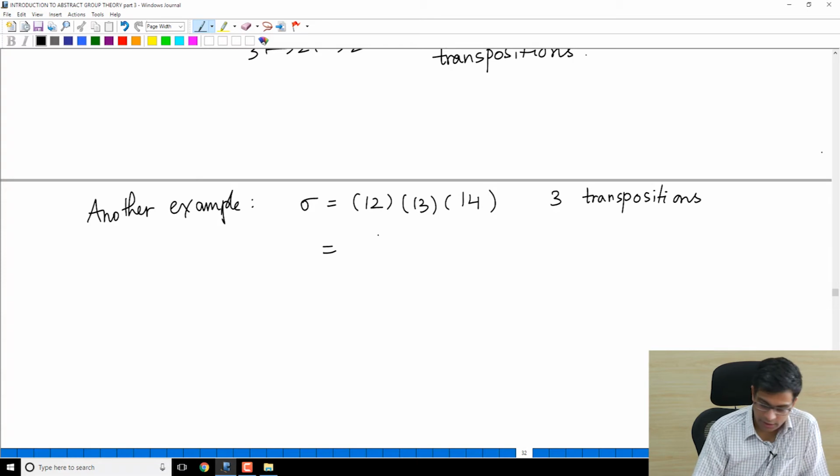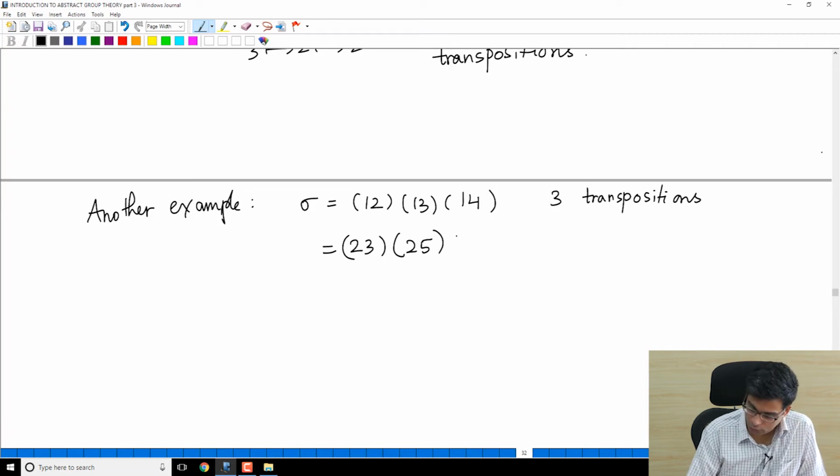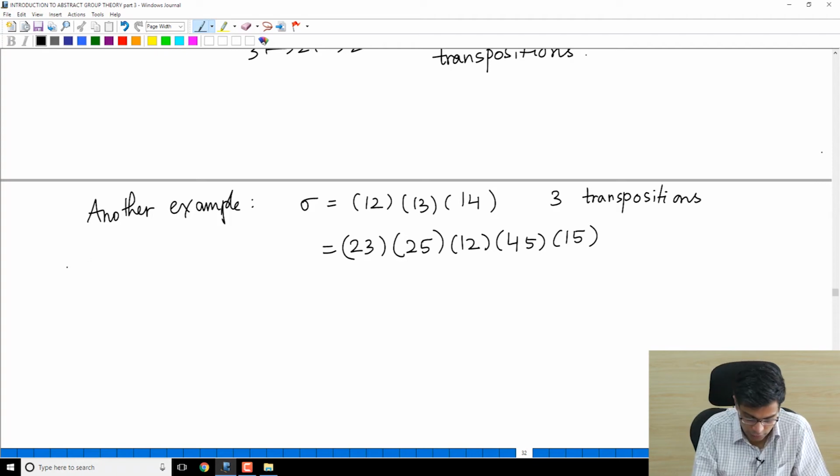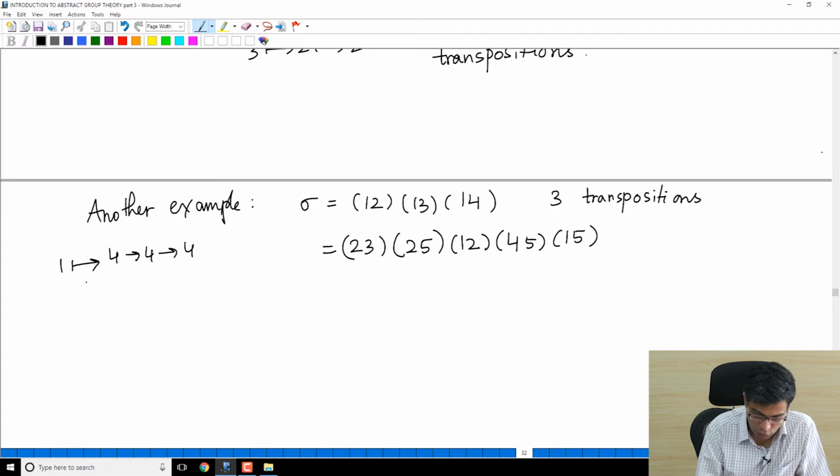But you can quickly check that this is the same as, I have checked this, you can do this as an exercise, (2 1)(2 4)(5 1)(5 ...). Okay. So for example, let us randomly pick some element here. What happens to, let's say, 1 under both of these. 1 under the first decomposition goes to 4, then 4 goes to 4, then 4 goes to 4. So 1 goes to 4 under the first one.